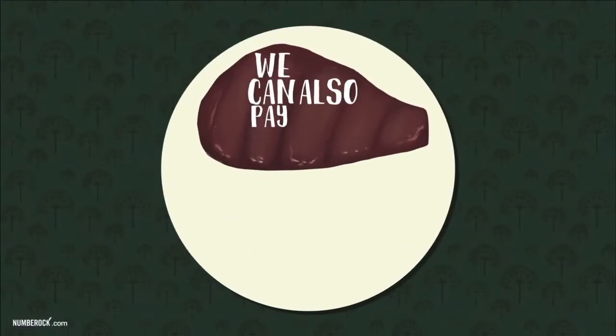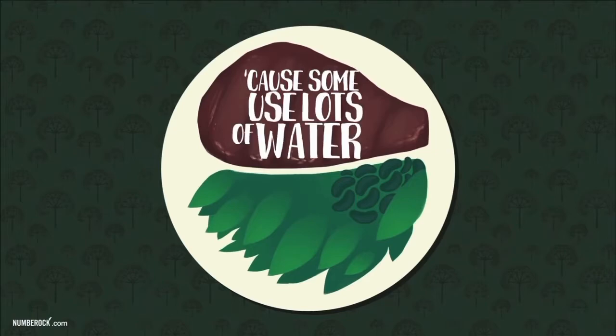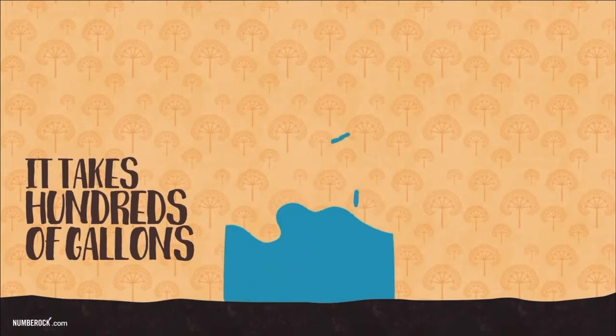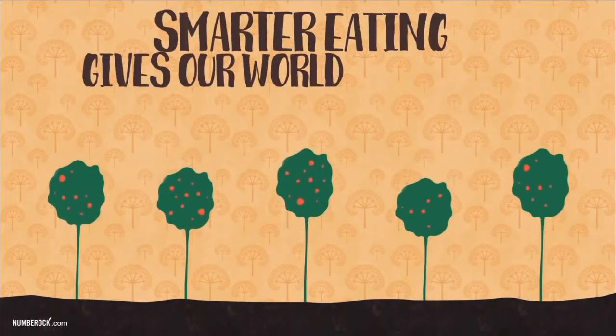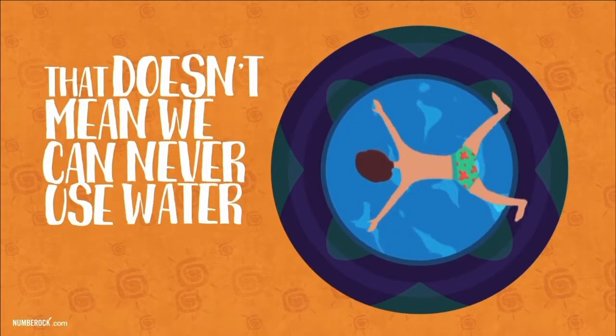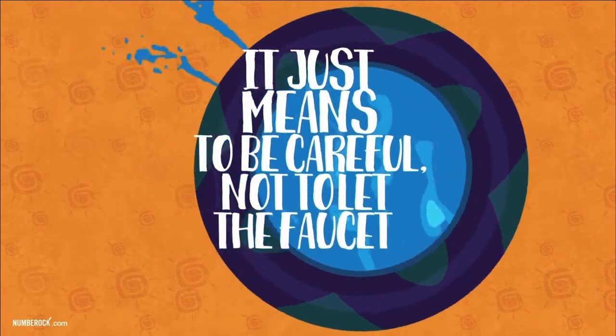We can also pay more attention to the foods we eat, cause some use lots of water to create that tasty treat. It takes hundreds of gallons for just 1 pound of beef. Smarter eating gives our world some much needed relief. That doesn't mean we can never use water to have fun. It just means to be careful, not to let the faucet run.